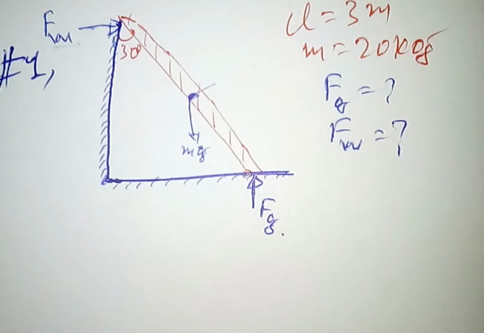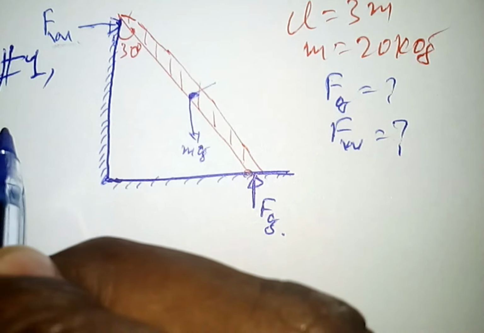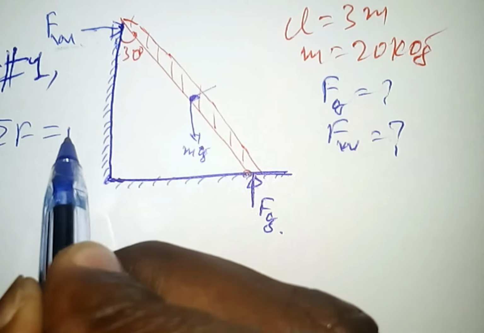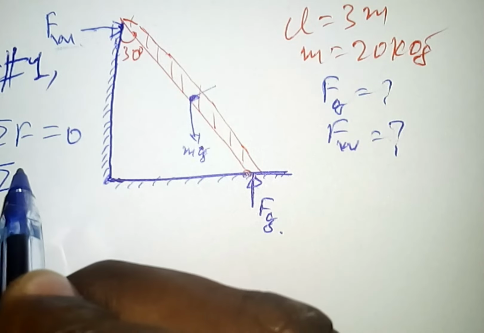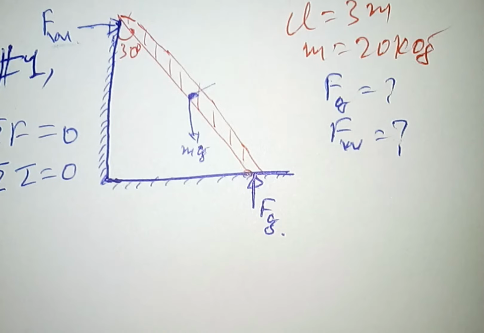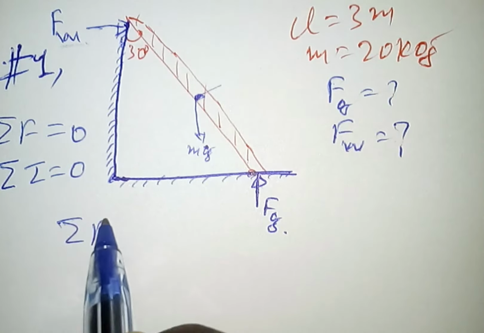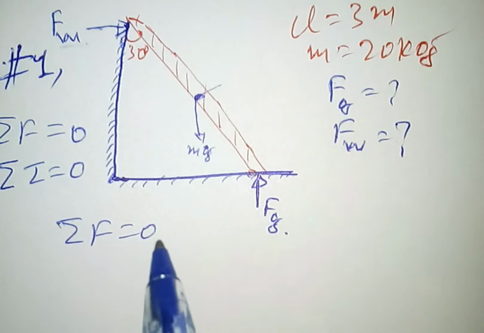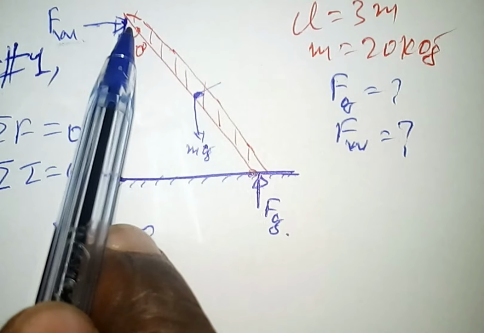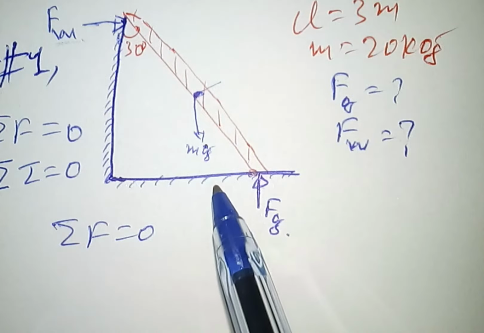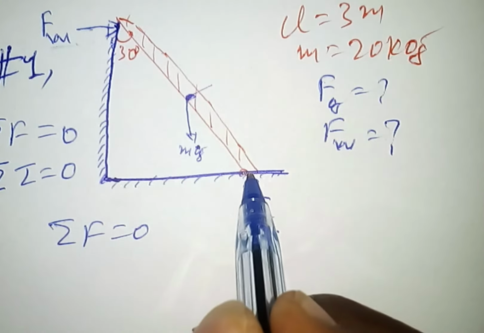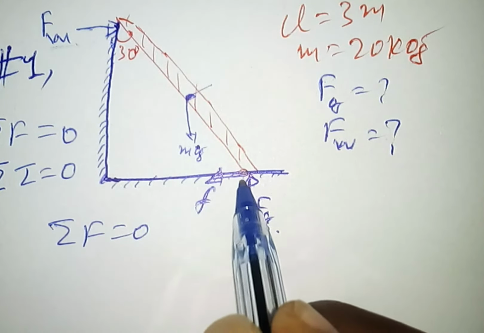Then from the concept of equilibrium, we have two conditions. The first one says that the sum of all the forces acting on the object must be 0, and the second condition is that the sum of all the torques acting on the object is also 0. From the first condition, we have 4 forces acting on the object: the normal force from the wall, the weight of the ladder itself, the normal force from the ground, and the frictional force which prevents the ladder from sliding.